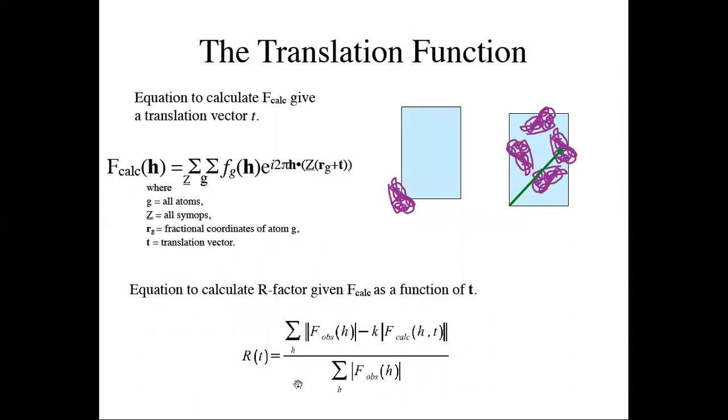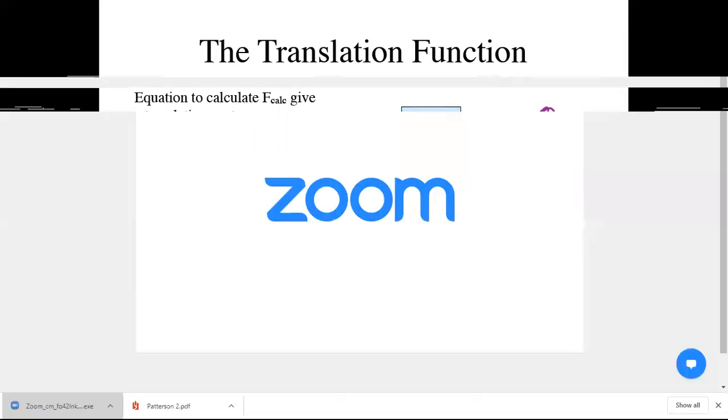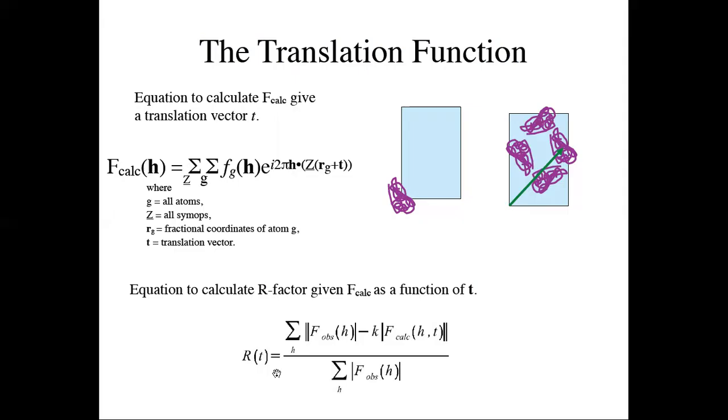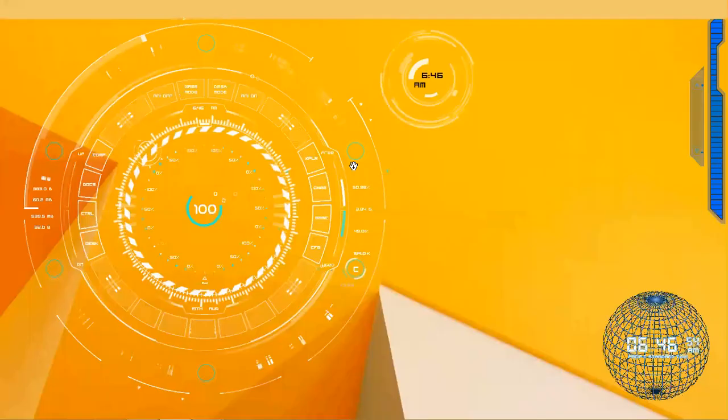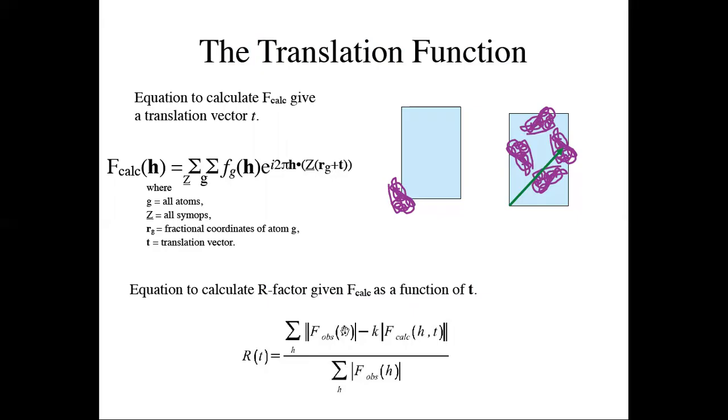Similarly, the translation function can be calculated as a summation over Z, summation over G, f of G, e to the power i 2 pi h dot (Z of r of G plus t). G is known as all atoms, Z is known as all symmetry operations, and r of G is the fractional coordinate of atom G. T is known as the translation vector. After calculating the translation function, the R factor can be calculated using this equation.